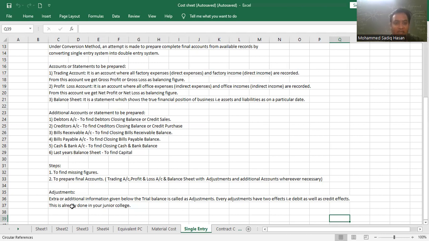So this is from my side. This is the summary, or short introduction, of the topic single entry system, or accounting from incomplete records. Okay, thank you.